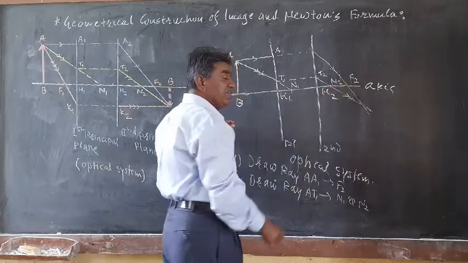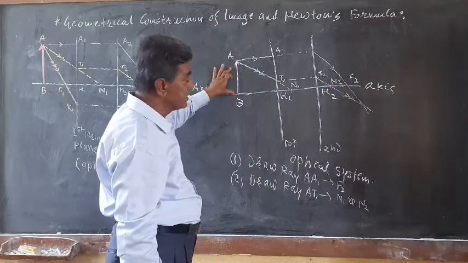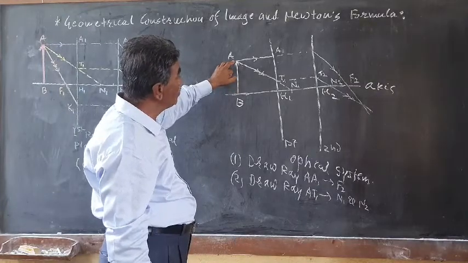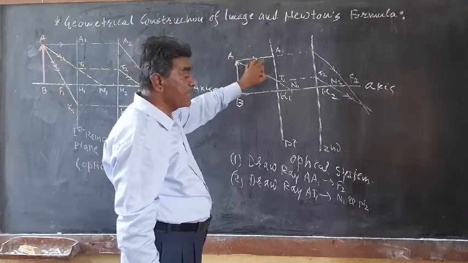So to construct the image of any object placed on the axis, EB is any object. To construct the image point of A, we have drawn two rays. The ray 1, AA1, is parallel to the axis.